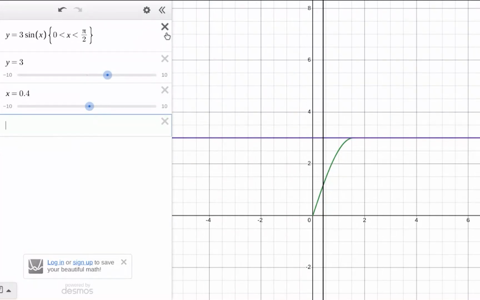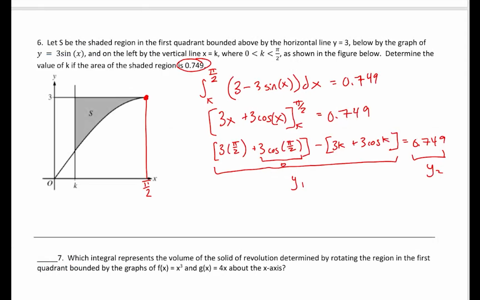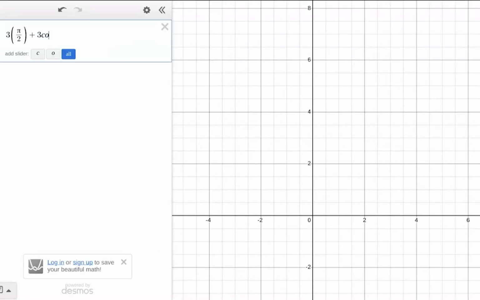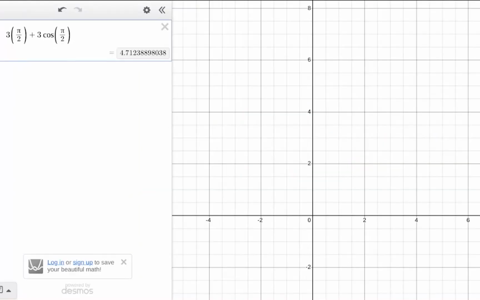And I'm actually going to delete these for now. So we've got 3 times pi over 2. And then what was the next term here? 3 times cosine of pi over 2. Now, you don't really need this one, right? This 3 cosine of pi over 2, because we know that equals 0. I'm just going to leave it there anyway, just to make sure, hey, I don't want to make any mistakes here. And then we're going to subtract 3k plus 3 cosine k. So I've got all this. Put all that in parentheses here.